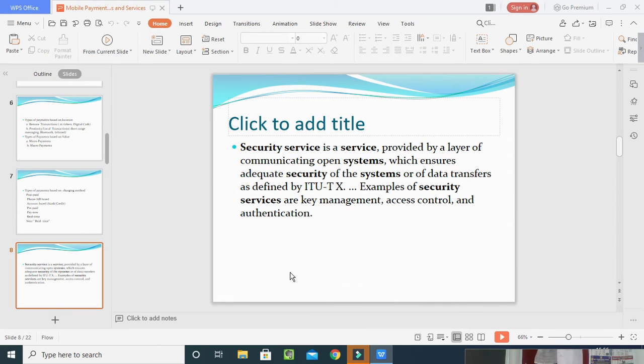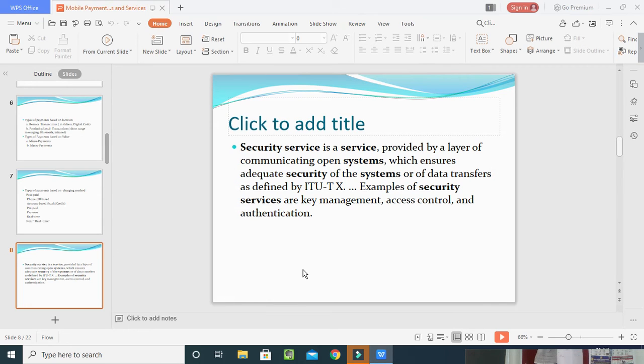Now, next one is security services. See, what do you mean by security services? Security services is a service provided by a layer of communicating open systems which ensures adequate security of the systems or of data transfers as defined by ITU-X, and examples of security services are key management, access control, and authentication.